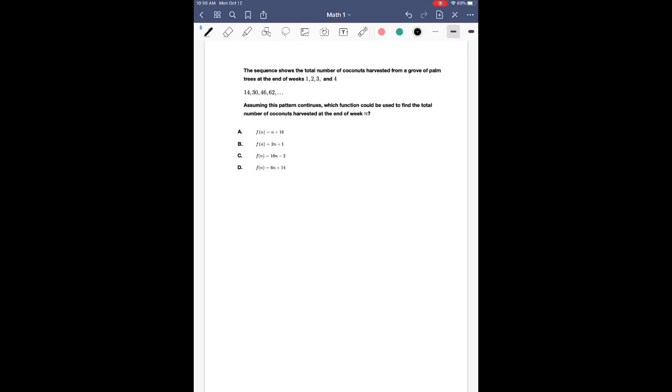All right, so another example where they're asking us to find the actual formula or the function for this problem. They gave us the number of coconuts harvested from a grove: 14, 30, 46, and 62. They want us to write the function. So again, we have that Dino method, however you want to pronounce it. I have my common difference. Looking here, the common difference between each one is that we're adding 16. So my common difference is 16.